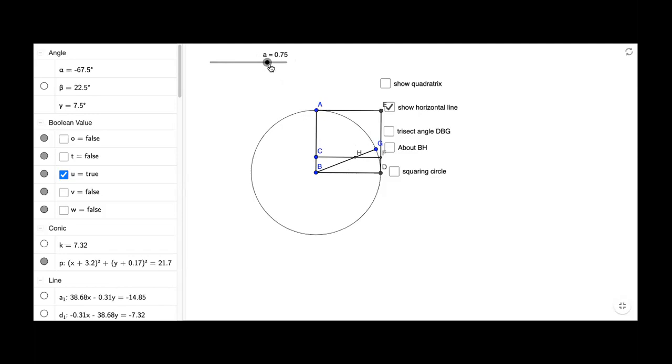And when it gets to 1, they both, if they're racing, it's a tie. C makes it to B at exactly the same time that G makes it to D. Now, when I click this button, you see the curve that is traced out by the intersection of those two line segments.